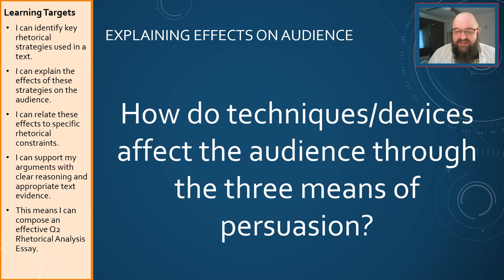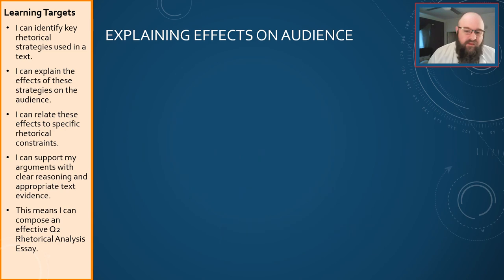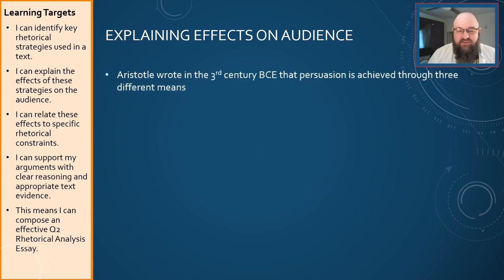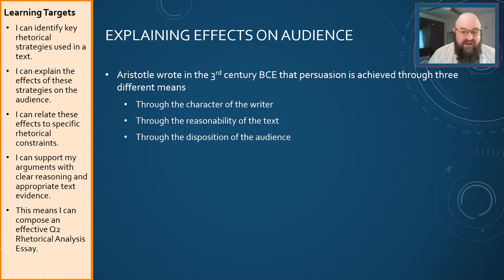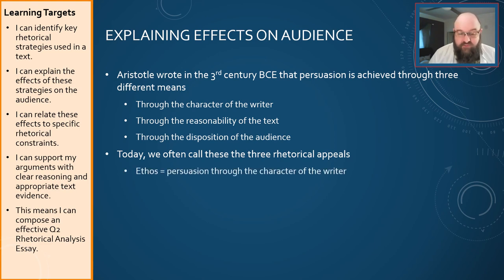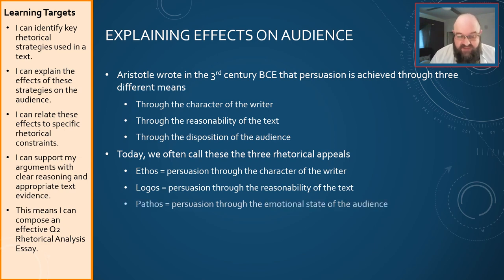So, how do techniques and devices affect the audience through the three means of persuasion? Well, Aristotle wrote back in the 3rd century BCE that persuasion is achieved through three different means: through the character of the writer, through the reasonability of the text, and through the disposition or emotional state of the audience. Today, we often call these the three rhetorical appeals: ethos, which is the persuasion through the character of the writer; logos, which is persuasion through the reasonability of the text; and finally, pathos, which is persuasion through the emotional state of the audience.